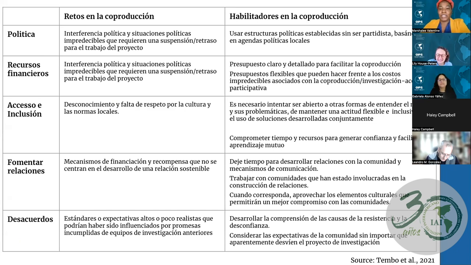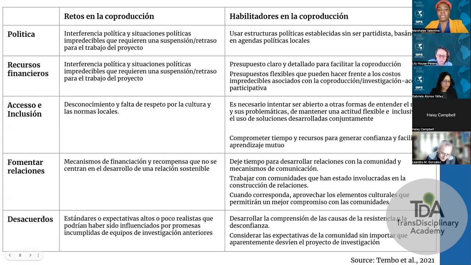Thank you so much. All right, so of course, engaging with a broad range of stakeholders throughout the co-production process comes with challenges, as Lady mentioned earlier, and various challenges exist to the effective adoption of the co-production process. There are some common challenges and enablers related to citizen-centered co-production, that's co-producing with communities, right? And these barriers include politics, financing and resourcing, access and inclusion, relationship building, and disengagement. And there are also enablers. So we'll just go through a few of these.